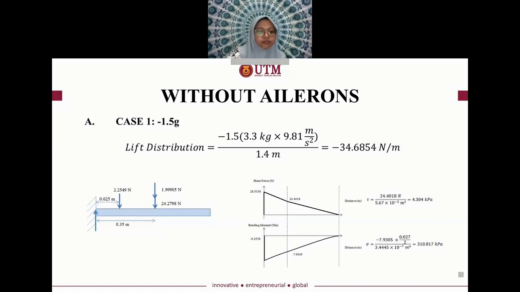For the first case, G equals negative 1.5, as referred to in this slide, the maximum shear force exerted on the structure is at the central fuselage. The force then decreases substantially until reaching 24.4018 Newton at the wing-fuselage attachment before becoming zero at the wingtip. The same trend can be seen for the bending moment, where the maximum bending moment occurs at the center fuselage before decreasing slowly until it finally reaches zero at the wingtip.